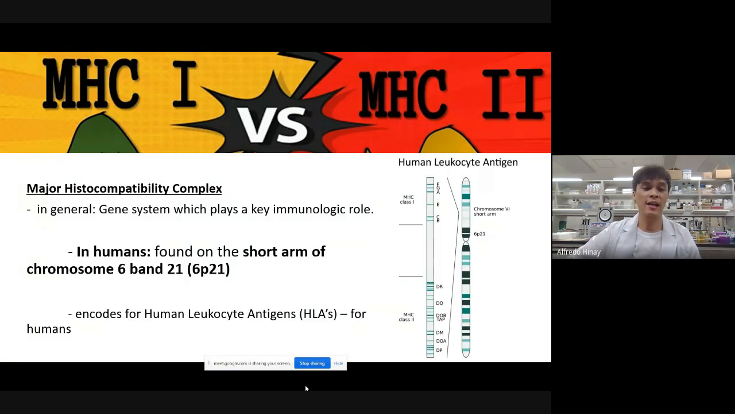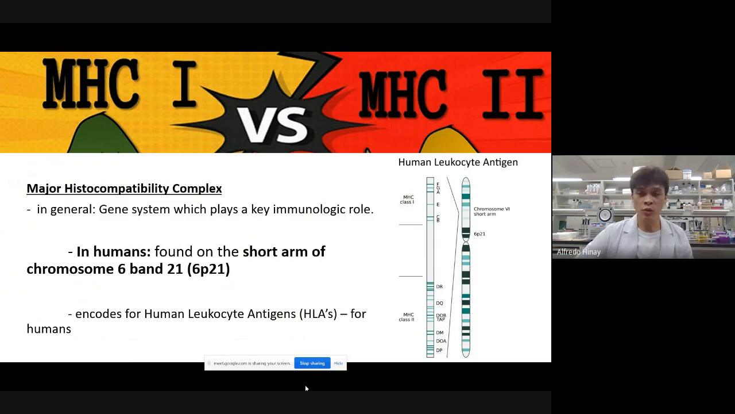So as presented by your reference book, we have two terms. You have your major histocompatibility complex, and then you have your human leukocyte antigen. So in general, these are the gene system which play a key immunologic role. As I mentioned earlier, this will bridge your innate and your adaptive by activating your adaptive immune cells, specifically your B cells and your T cells.